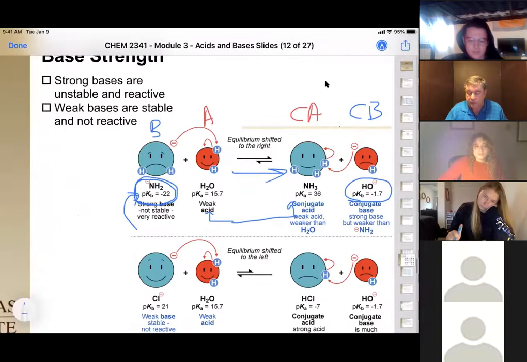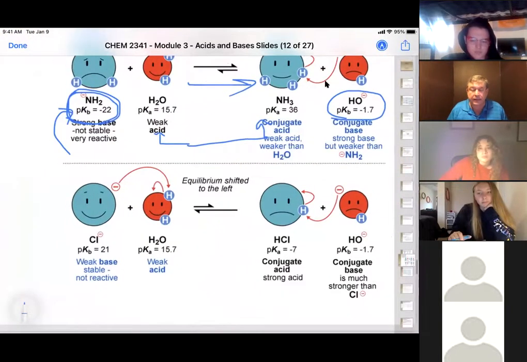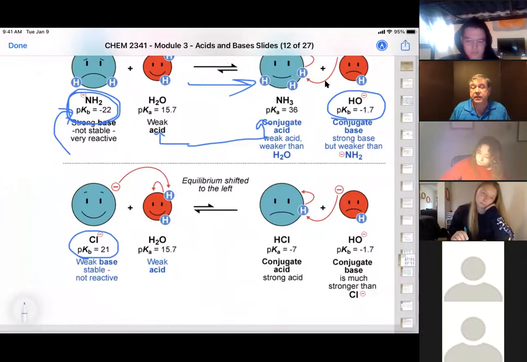Okay, so I said that strong bases are unstable and very reactive, right? Well, let's look at a weak base here. I said the halide ions are kind of weak. If we look at the pKb of this chloride ion, it's 21. So it's very positive, and therefore it should be fairly weak compared to those other two bases in the other example.